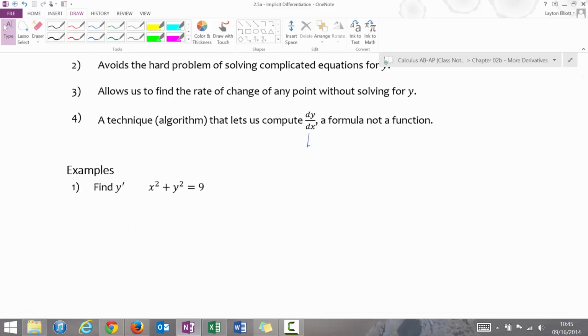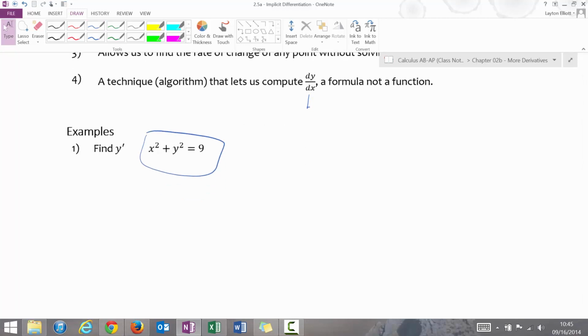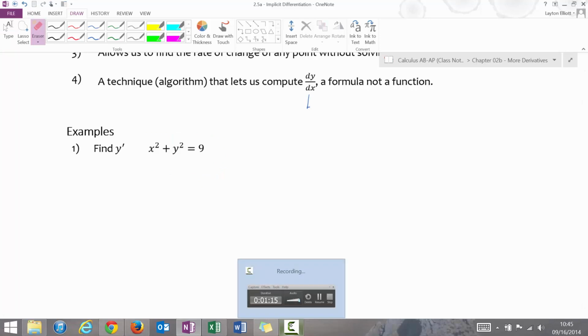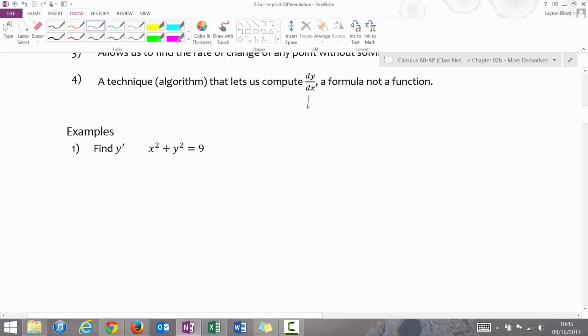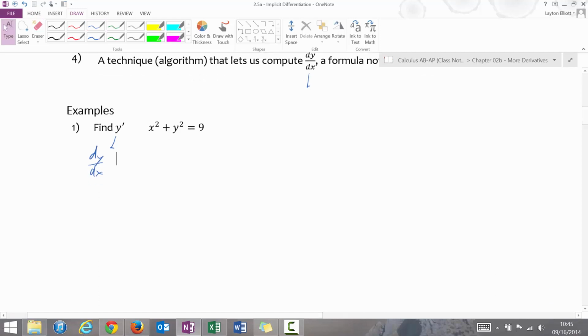So here's an example. If I start with x squared plus y squared is equal to 9, you should recognize that that's the equation of a circle. So essentially what I'm going to do is take the derivative of both sides. Now, since we're going to find y prime, we're finding dy with respect to dx. So a few things are going to hold true. The first thing is that the derivative of x is 1. But the derivative of y is y prime.